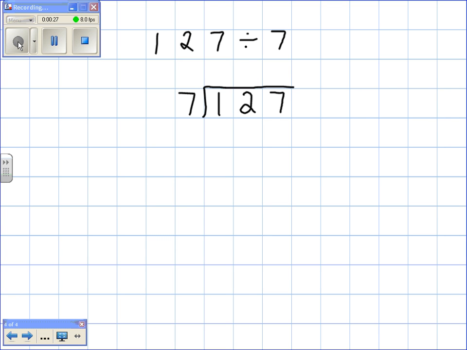Remember that the dividend, the number that is being divided, is 127. The divisor, the number that the dividend is being divided by, is 7. Next step is to draw a vertical line so that the problem looks like this. The vertical line will separate subtractions from partial quotients.